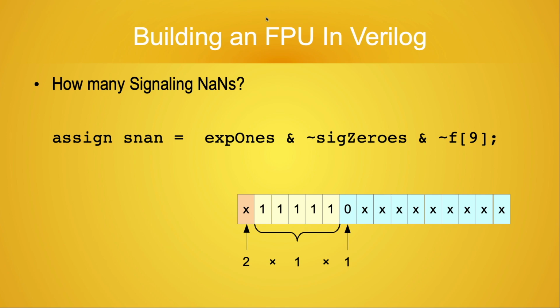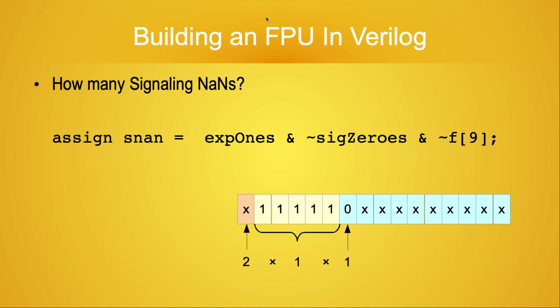The analysis of the first three fields for signaling NaNs is exactly like quiet NaNs. You might be tempted to jump straight to the conclusion that there are 1024 signaling NaNs. Here's where things are different.